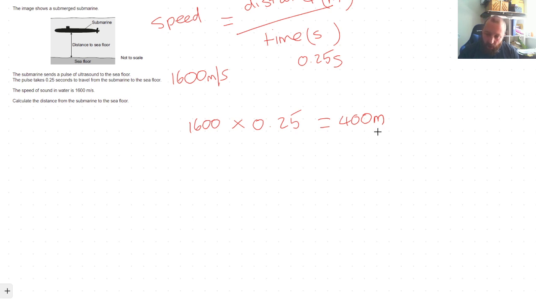However, that's not the final answer in this case, because actually what has to happen is the sound wave has to go from the submarine down to the floor, and then it's reflected back up again. So actually what we need to do is divide that by 2. Our distance is 200 meters. And lots of people correctly work out the 400 meters, but they don't realise that because the pulse has to travel to the floor and back again, it's actually going to be half that distance.